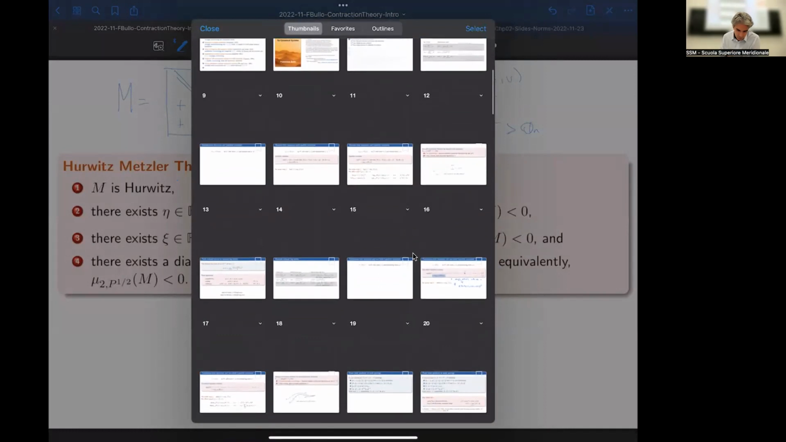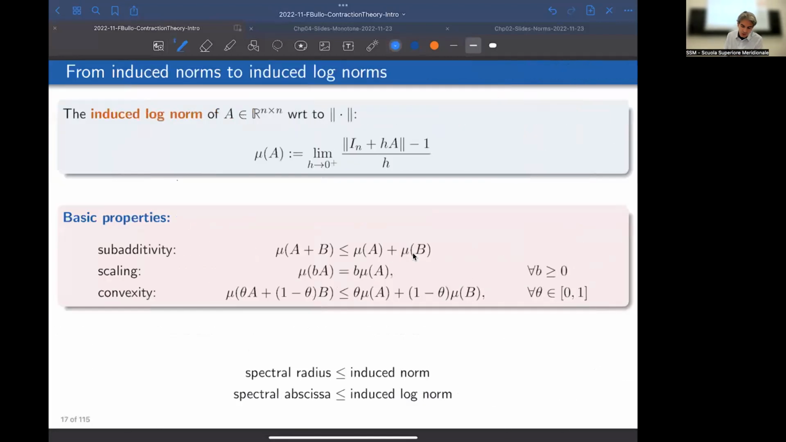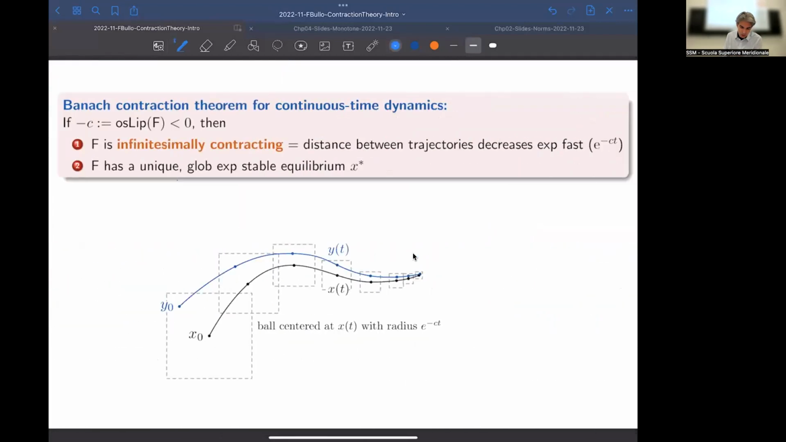What was the theorem? Again, in discrete time, we had this picture that the distance decreases with rho, where rho is the Lipschitz constant. And in continuous time, we have this other picture. Where is it? Here it is. The distance between trajectories decreases with e to the minus ct. But now we have a system which is weakly contracting, so c is 0, which means that the distance between trajectories does not increase, possibly remains constant. And so this picture doesn't apply for us. This picture works for us.